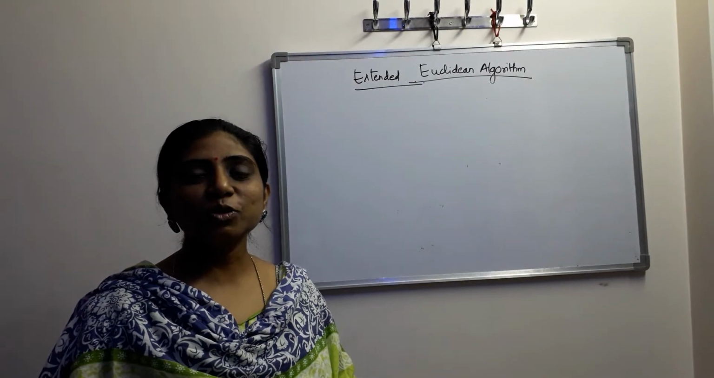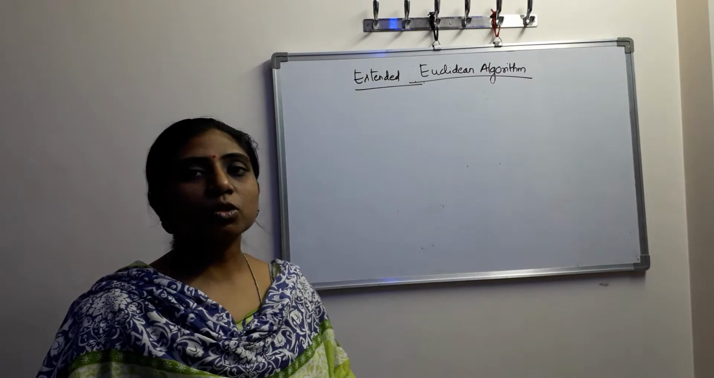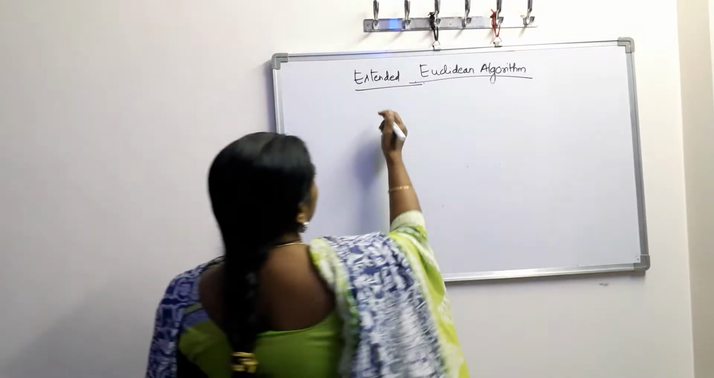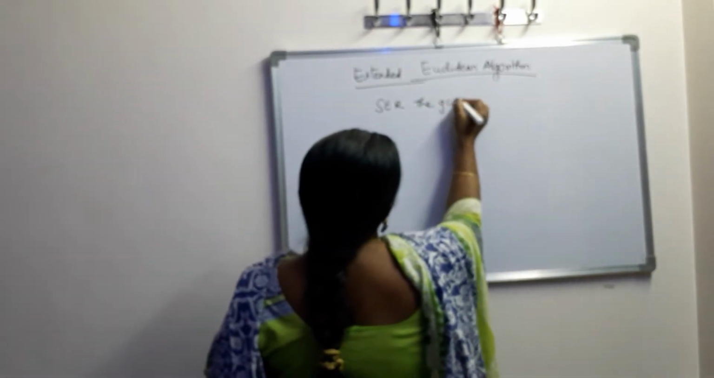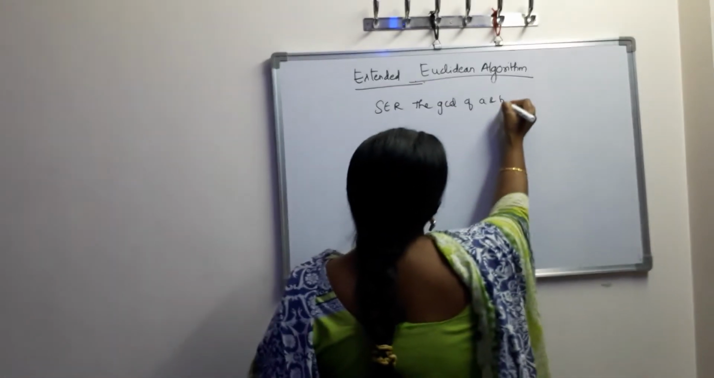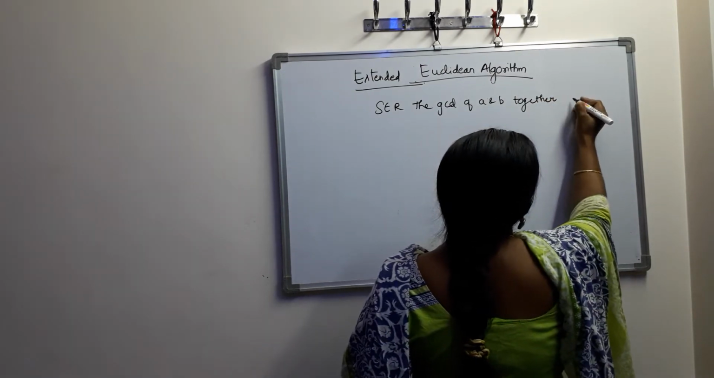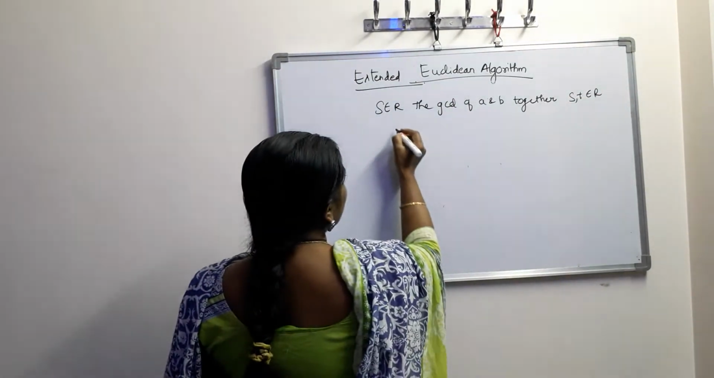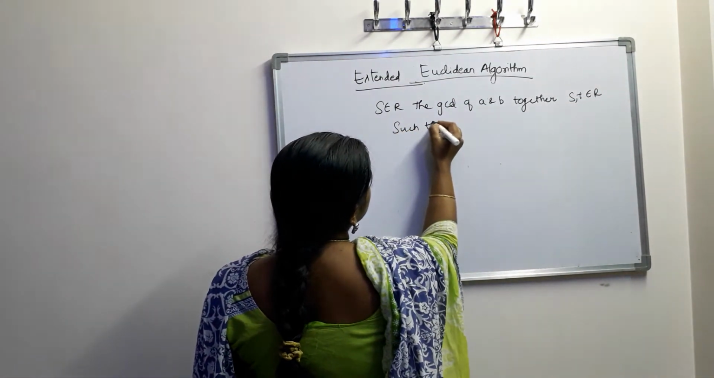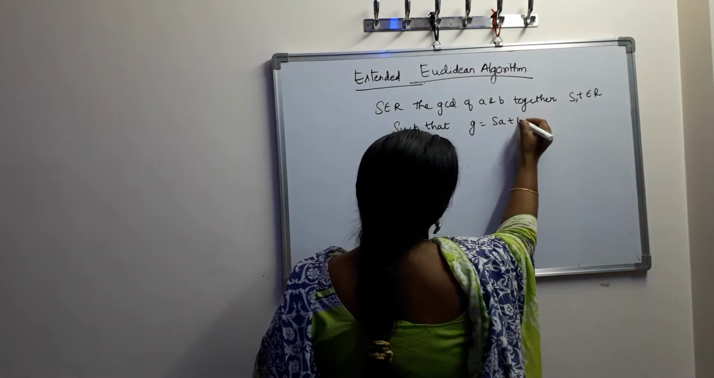Good morning students. Today we are going to discuss the extended Euclidean algorithm. So here, S belongs to R. The GCD values of A and B together, S comma T that belongs to R such that G is equal to SA plus TB.